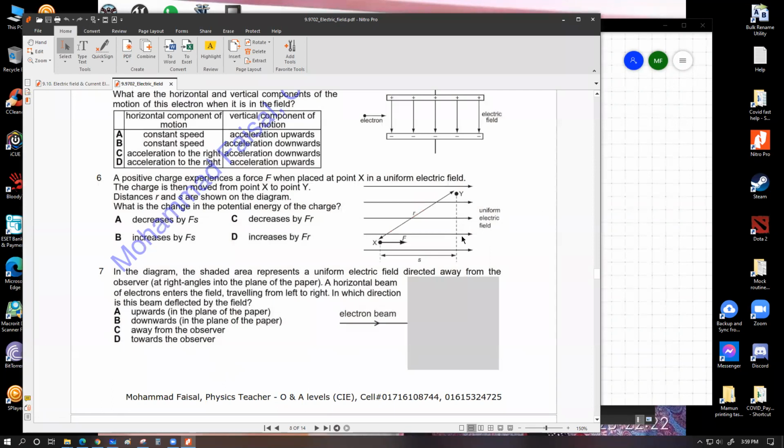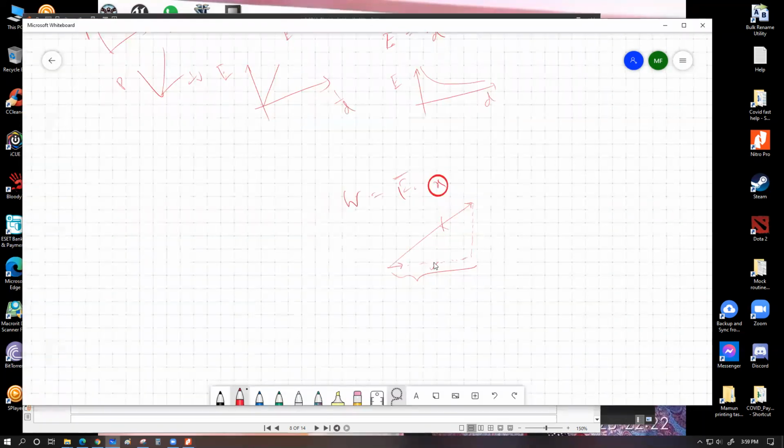Well, for that, you understand that the relevant value should be Fs. Now comes the question: should it increase or decrease? Okay? Yes, sir. Okay. Let me help you to understand another thing.